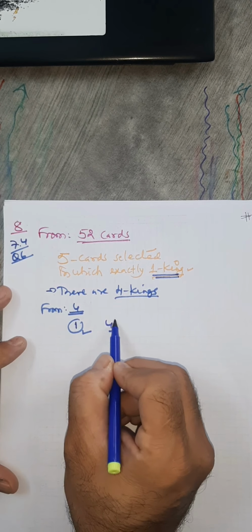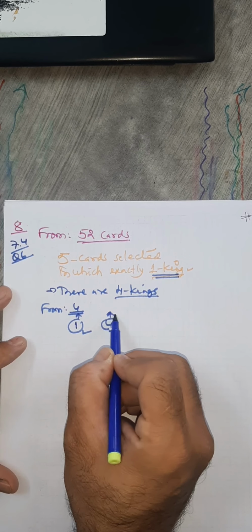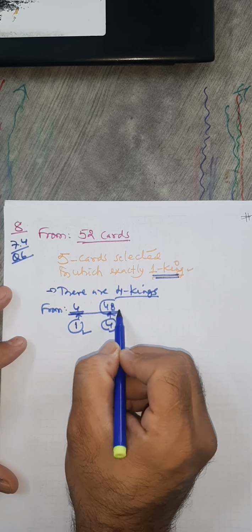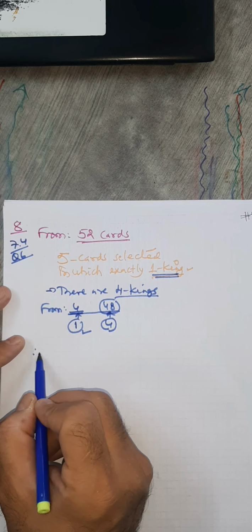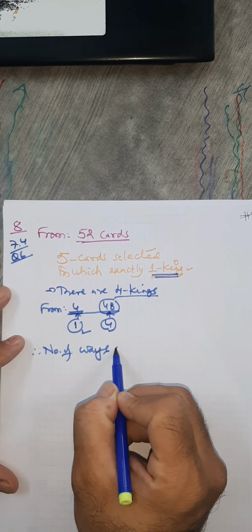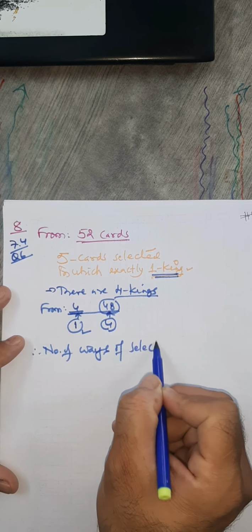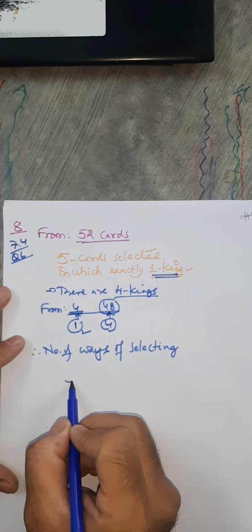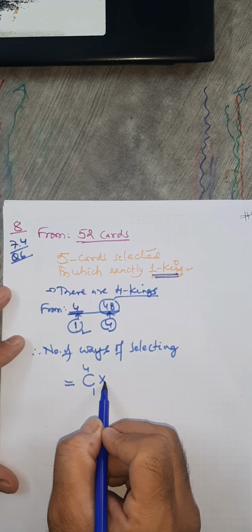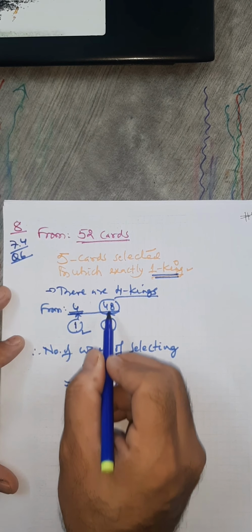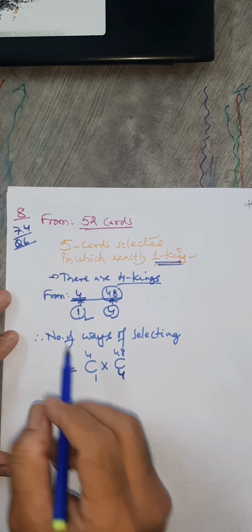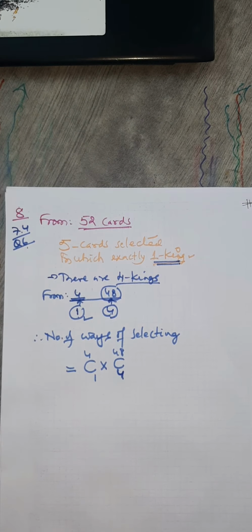Now the remaining 4 should be selected from the remaining cards. How many cards? 48 cards, right? So the number of ways of selecting this equals 1 card out of 4, 4C1, into 4 cards from 48, so 48C4. Right? If we look at that, you will realize one is fixed.